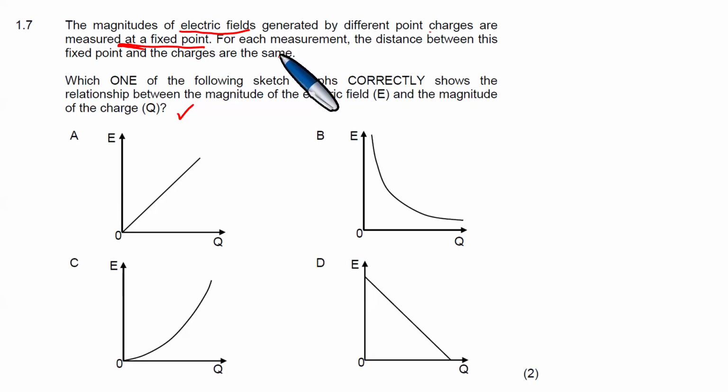For each measurement, the distance between these fixed points and the charges are the same. Which one of the following sketch graphs correctly shows the relationship between the magnitude of the electric field and the magnitude of the charge?